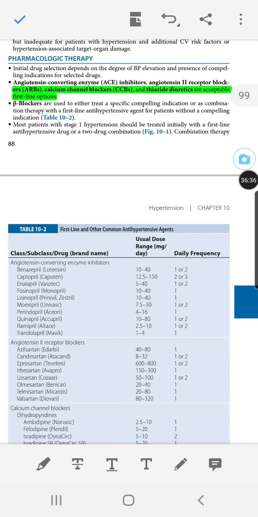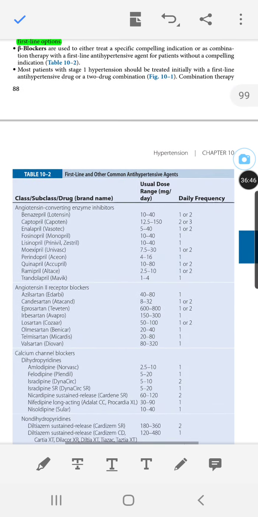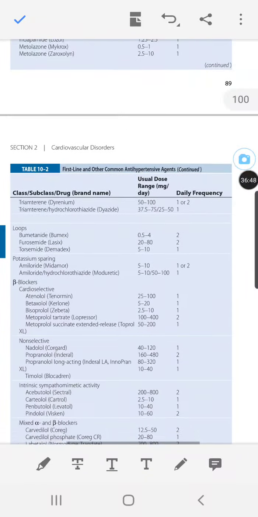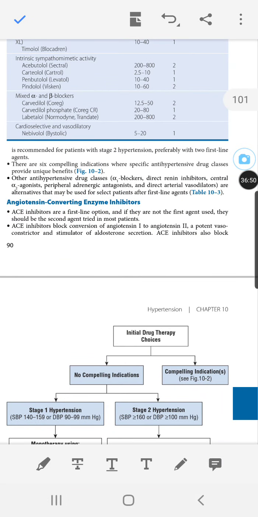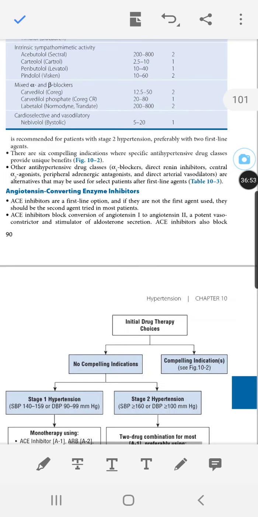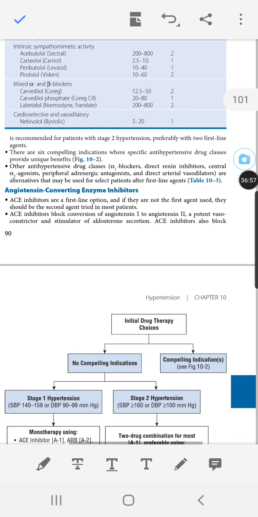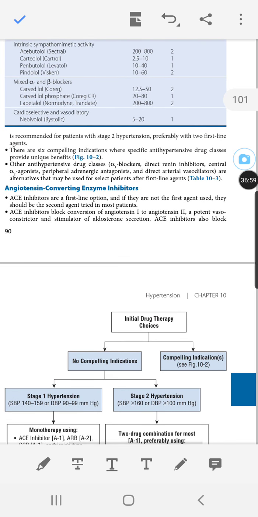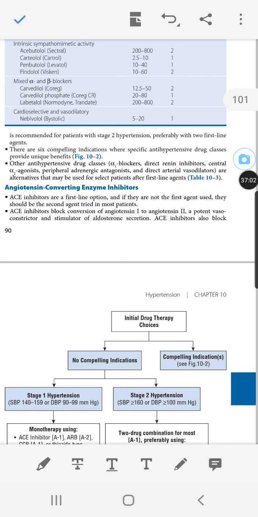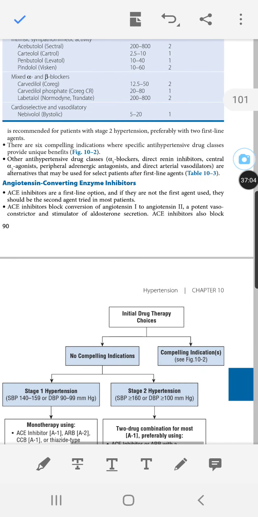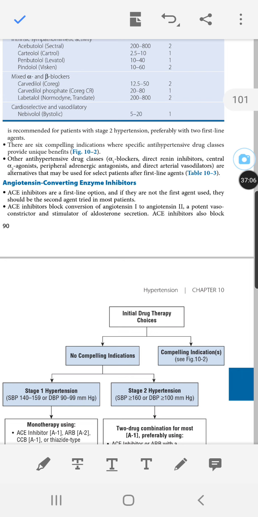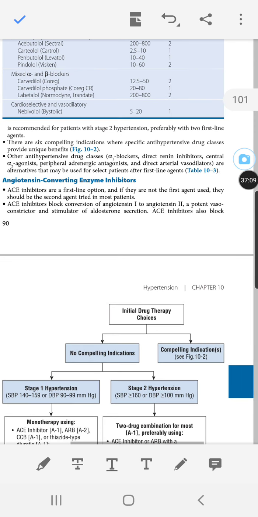Most patients with stage 1 hypertension should be initially treated with a first line antihypertensive agent or a 2-drug combination. So combination therapy is given in the table. We can see here it's recommended for the patient with stage 2 hypertension, preferably with the 2 first line agents. So if the patient is suffering with prehypertension, which we have already discussed, it can be resolved by lifestyle modification, okay?